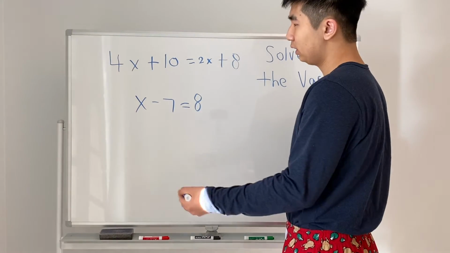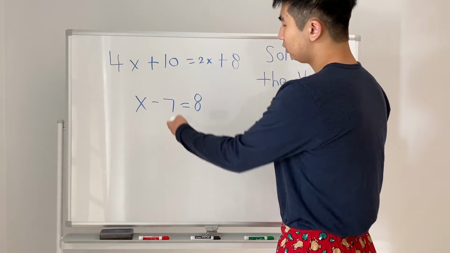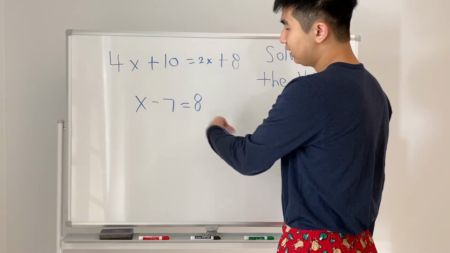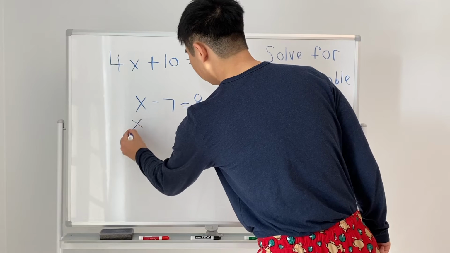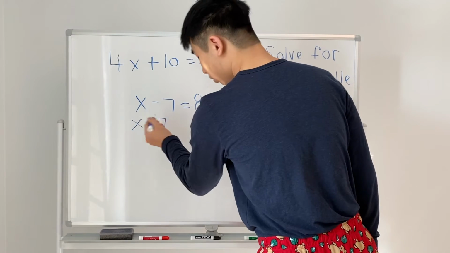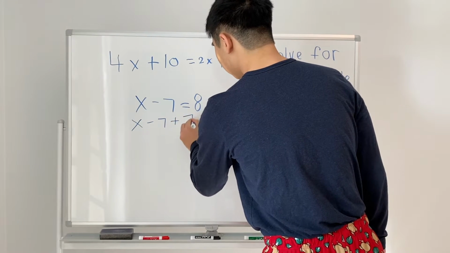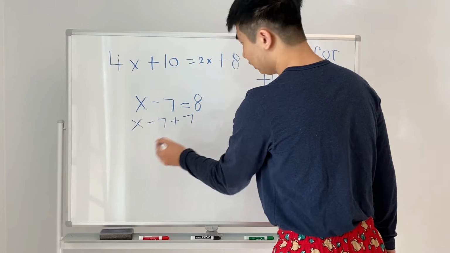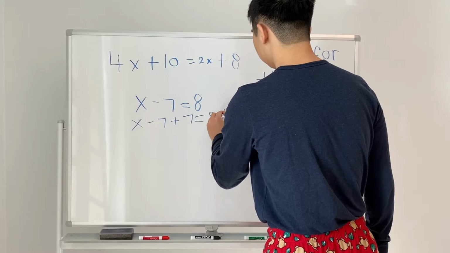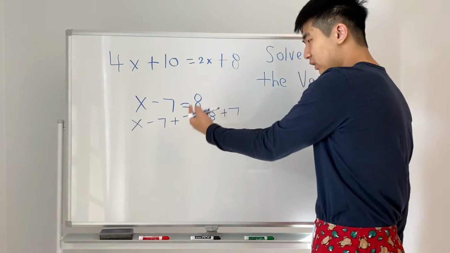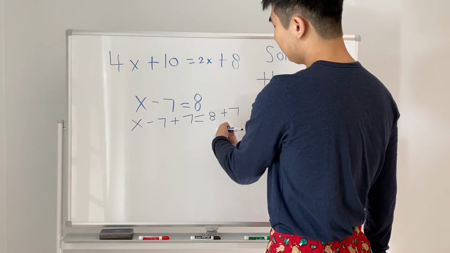What I've been doing is when I want to isolate x, for example, in this question, I want to add 7 to get rid of the negative 7, right? So I've been doing this. I've been writing x minus 7 plus 7 to show that negative 7 and 7 equals 0. And then I said that's equal to 8 plus 7, because since we're adding 7 on the left side, we're doing the same thing on the right side.